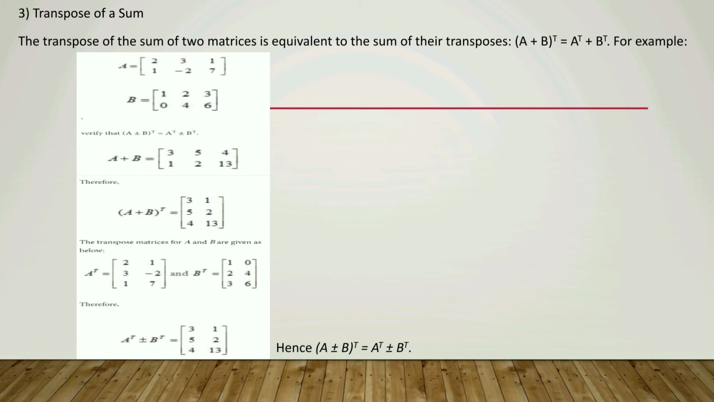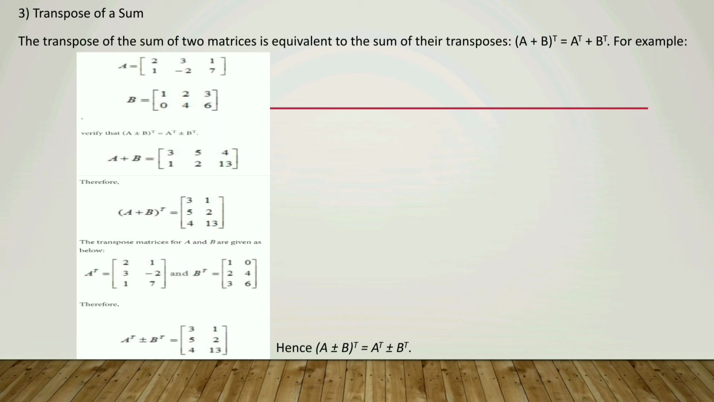Transpose of a sum. Next property: the transpose of the sum of two matrices is equivalent to the sum of their transposes. That is, (A plus B) the whole transpose equals A transpose plus B transpose. Here you can take the example A equals the matrix [2, 3, 1; 1, -2, 7] and the matrix B equals [1, 2, 3; 0, 4, 6]. Now add these two matrices. Then you get the matrix [3, 5, 4; 1, 2, 13].